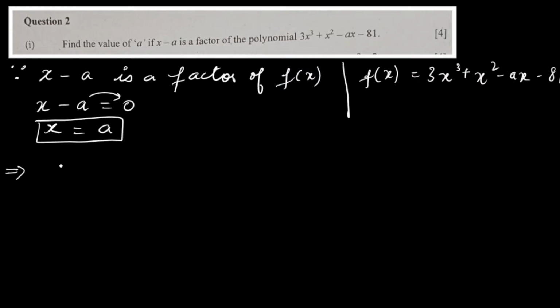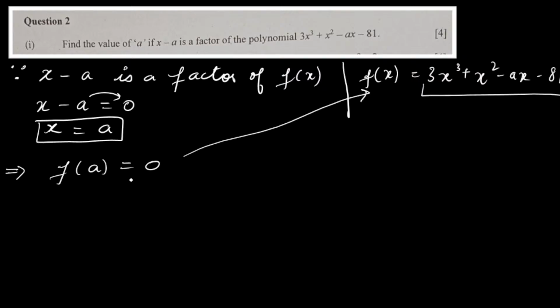Which means f of a is equal to 0. That means whenever we write the value of x as a in the given polynomial, our answer will be equal to 0. Because we have to find the value of a, we'll start our question from f(a) only.